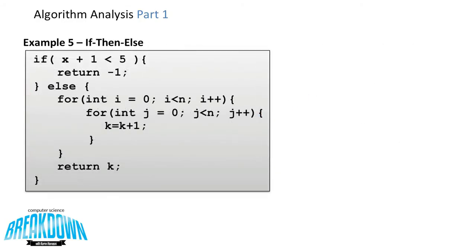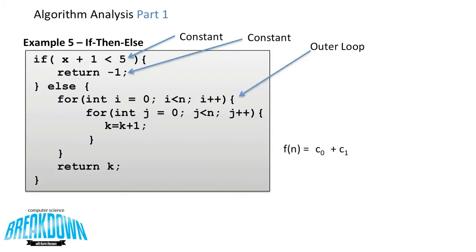Now let's look at an if then else statement. And let's build it as we go through. So looking at the statement, we have a constant in the if condition. So that's a C0. If the if condition is met, then another constant occurs. That's C1. However, with the else, there's actually a looping structure on the inside that goes to n, and an inner loop inside of that first looping structure that goes to n, as well as a constant.